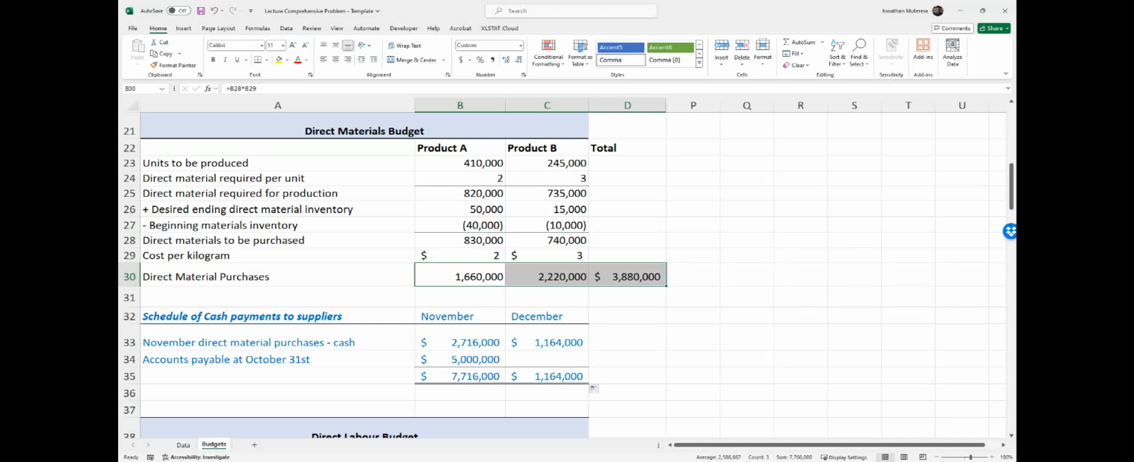So that's the direct materials budget. Now we'll move on to the direct labor budget.